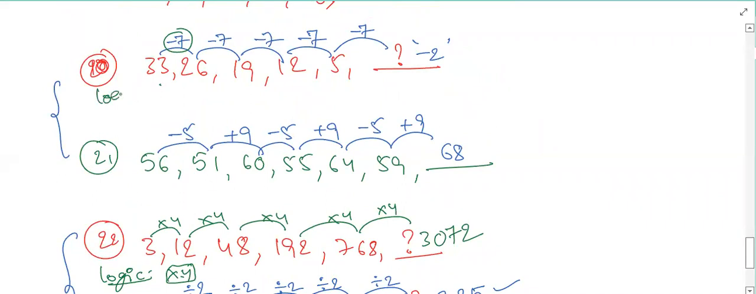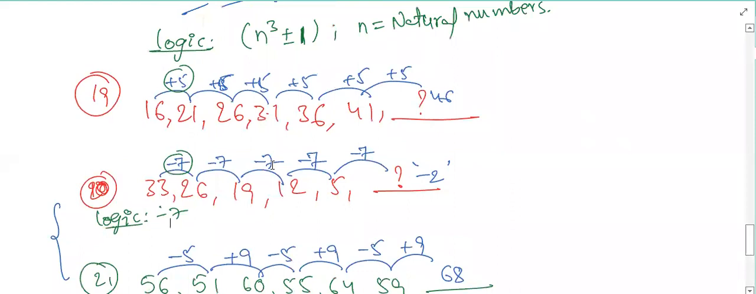And for question number 20, the logic is minus 7, subtracted by 7. Because it is fixed, we can directly say minus 7. Question number 19, logic: plus 5. Simply plus 5, because the number being added is fixed.